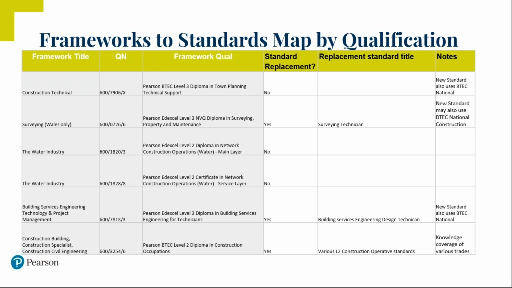So here we have, again, a couple of qualifications that do meet. The surveying, property and maintenance framework, the similar version for that now is called surveying technician, and that can also use a BTEC national. Again, although it's not mandated, RICS have confirmed that a BTEC national with the right surveying units would be appropriate for that. And of course the NBQ, as long as it's mapped to the on-programme skills requirements, could be used as well.